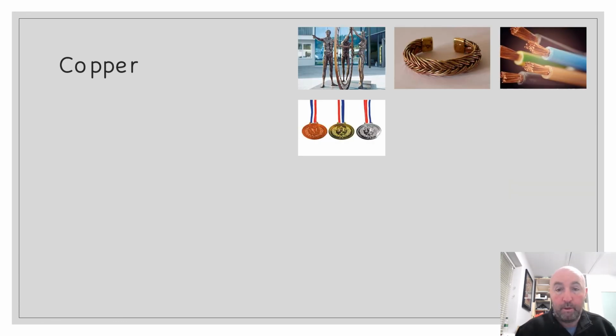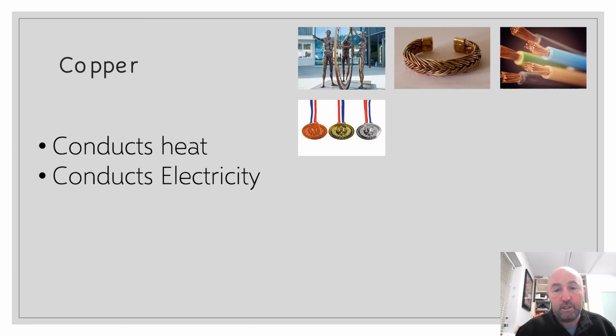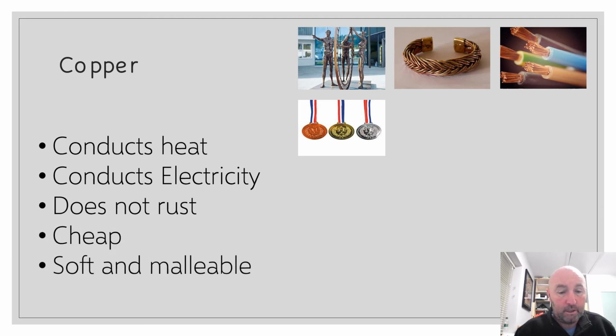Now, finally, copper. Just a quick look at copper and its properties. So, very well known for conducting heat, which is why it's used in water heating tanks, and conducting electricity, why it's used for wires. Copper does not rust, and it's used in brass and bronze. It's cheap. It's soft and malleable, which means it's easy to shape.